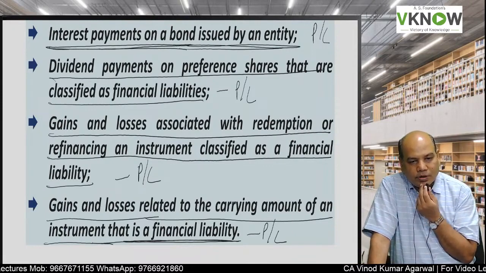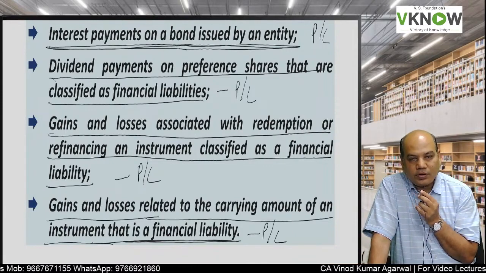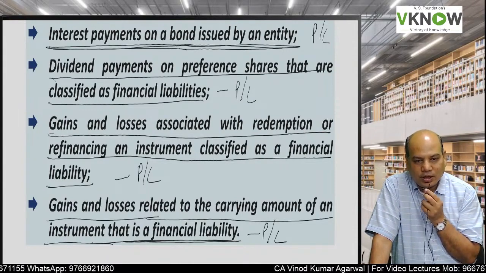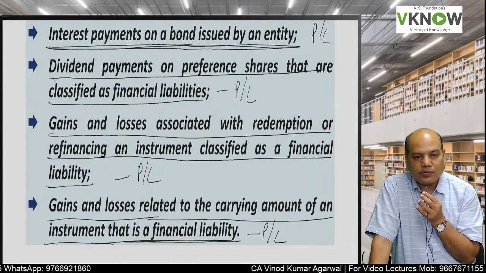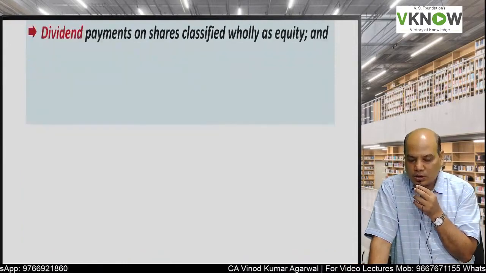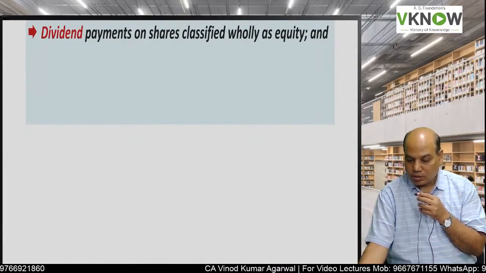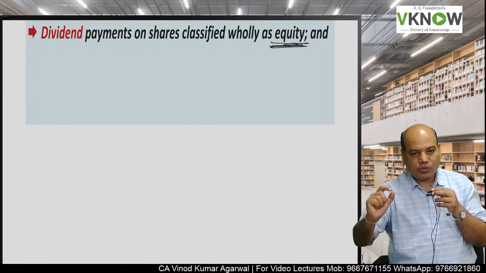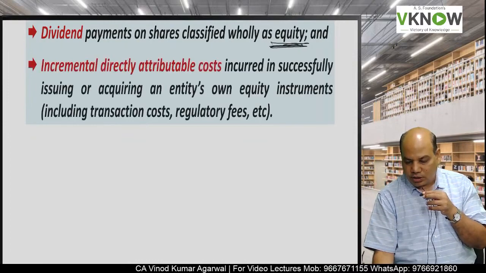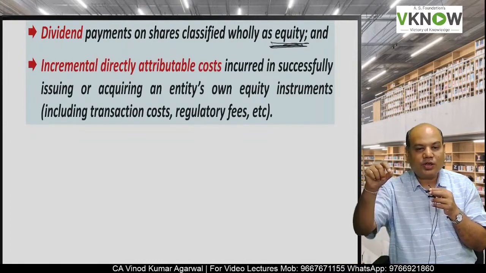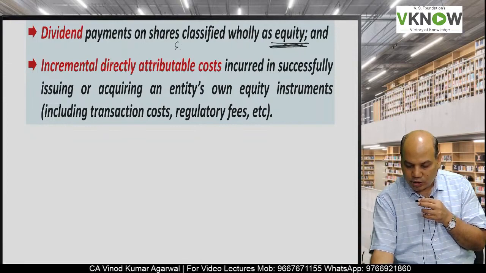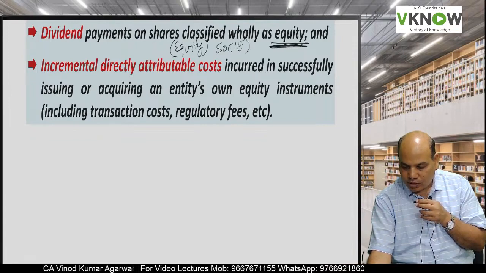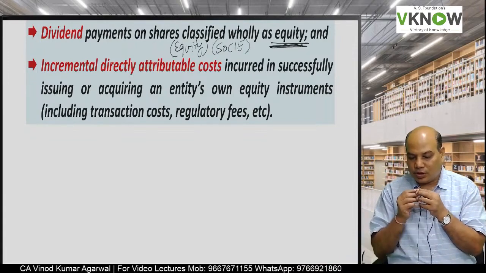So the summary is, if the instrument is classified as a financial liability, the corresponding interest, dividend, gain, loss will be transferred to the profit and loss account. But if the instrument is classified as equity, then the dividend payment will be adjusted within equity. Then you will directly adjust in SOCIE. You will reduce from reserve in SOCIE.